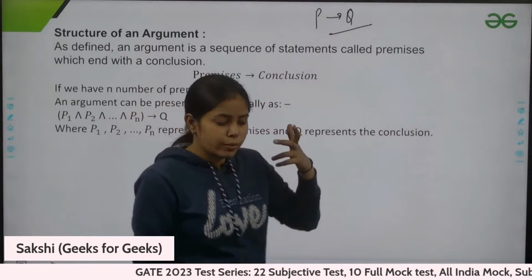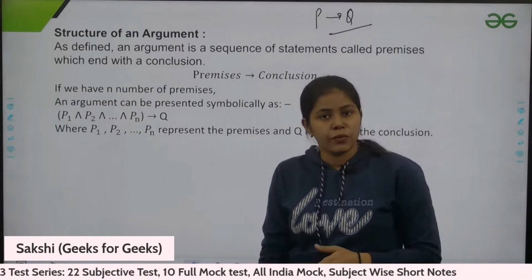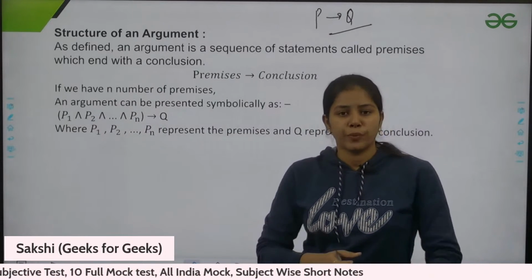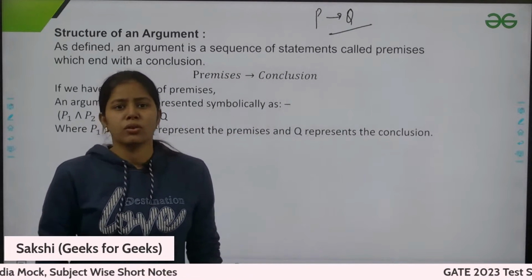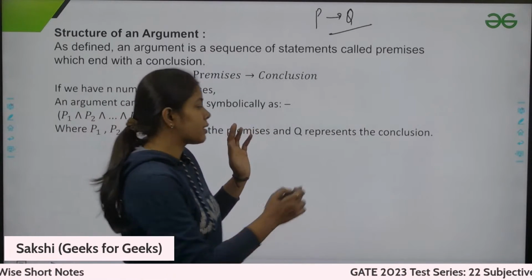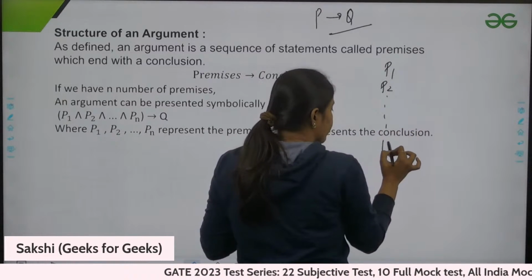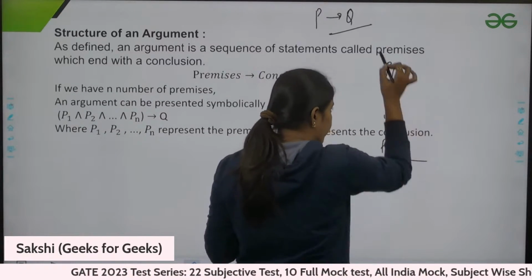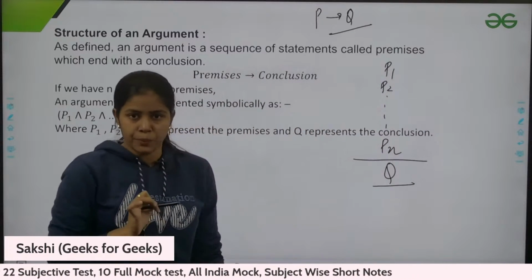But as I told you before, we can have a number of premises, p1, p2, p3, p4 up to pn. We can have a number of premises, but how can I conclude? I can conclude some conclusions from these premises. Let's suppose I have p1, p2 up to pn propositions, and from these premises I'm concluding some conclusion q, right?